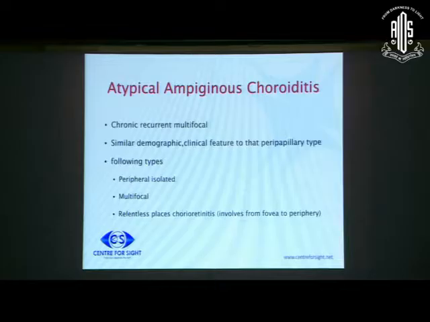The third type is also known as atypical or ampiginous choroiditis. This is very similar in appearance to what Dr. Tinku was talking about, tuberculosis associated serpiginous choroiditis. They have multifocal patches, more often seen in the periphery and the peripheral equatorial area. They are isolated patches. Again, there is no vitritis here. The lesions again look typically like serpiginous, but they are more peripheral and more multifocal, and they again have recurrent episodes.